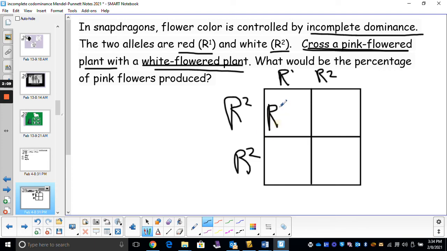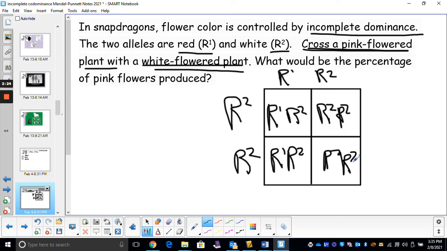If we cross those, this is what we get. R1 R2, R2 R2.